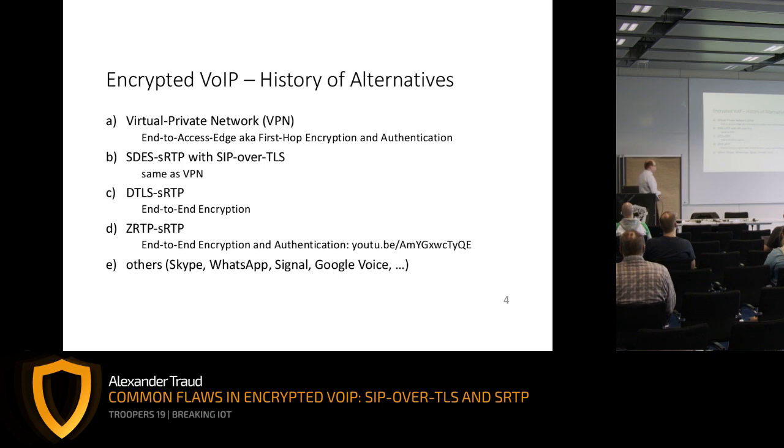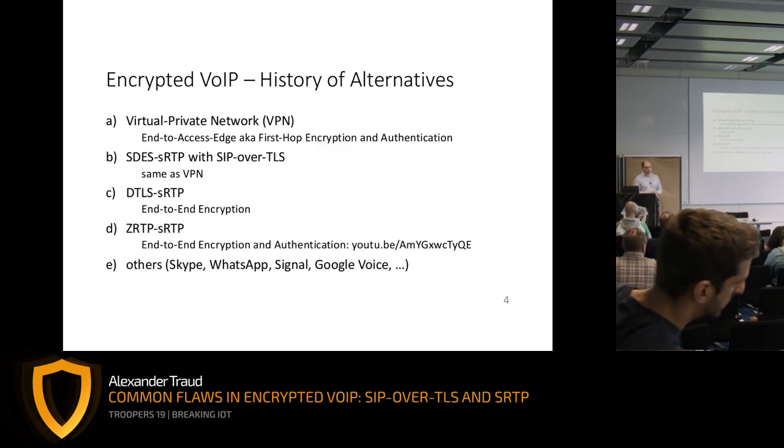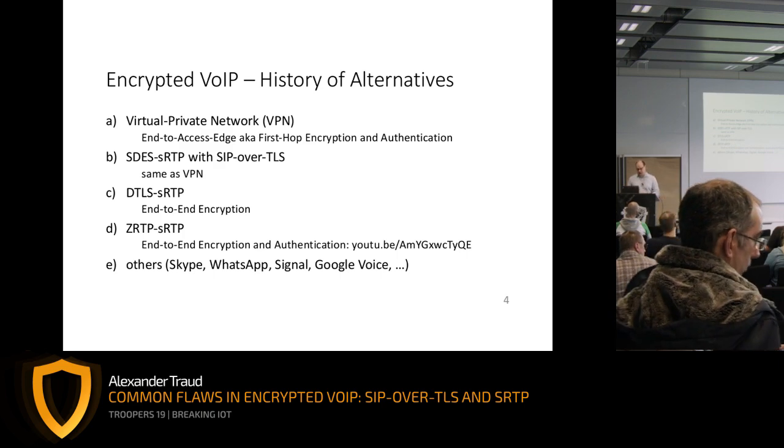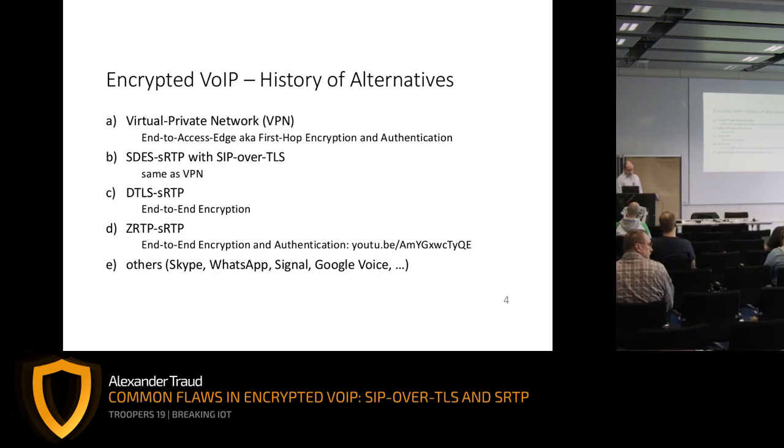Another option, which came up 12 years ago or so, was SDES-SRTP. The idea is actually quite easy. It changes the UDP to TCP, and then we can do TLS above that one. So now we have an encrypted signaling channel. And because we have an encrypted signaling channel, we can exchange a symmetric key in that signaling channel. And then we have an encrypted audio channel.